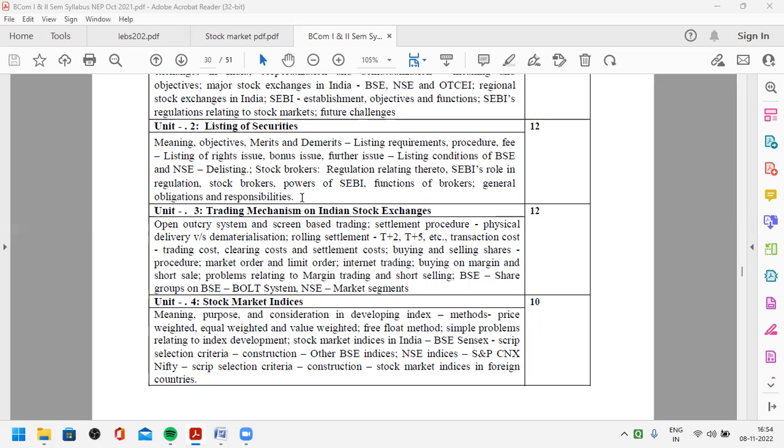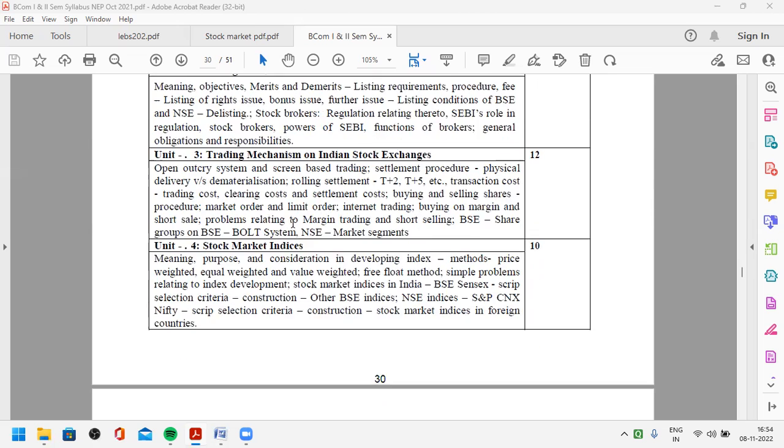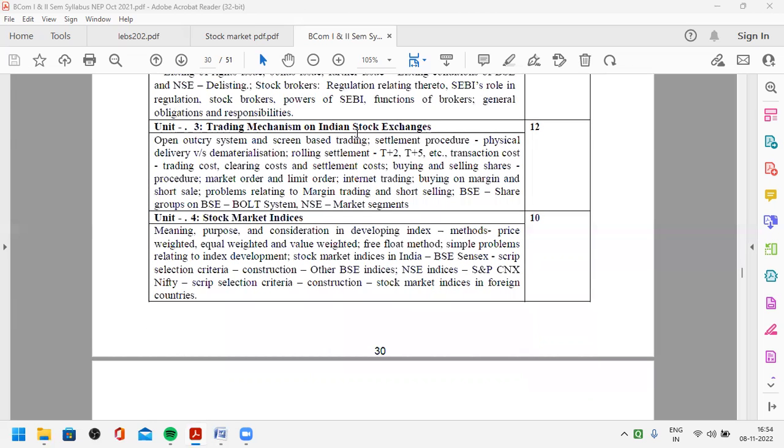What is the role of SEBI in connection with the stock brokers and the listing procedure? And next comes the third unit, that is all about trading mechanism on stock exchanges. So Indian stock exchanges, what is the trading mechanism which is followed? The open outcry system is the oldest. Right now, it is not there. Open outcry system and screen-based trading system, both you have to understand. And what is the settlement procedure, physical delivery versus dematerialization, rolling settlement, that is T+2, T+5, etc.